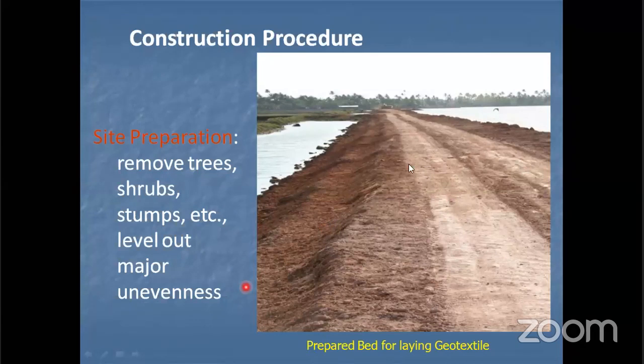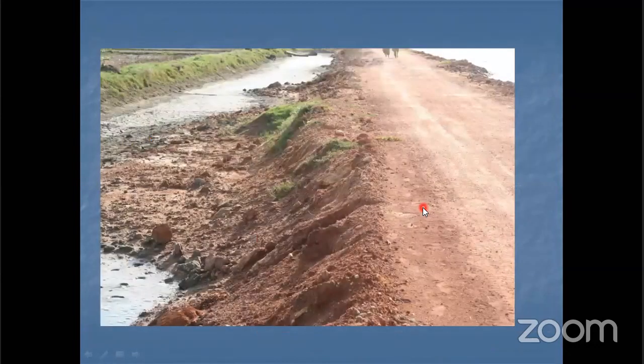This is an idea of the area before we are laying the geotextile. The site preparation is over with the trees, shrubs, stumps, etc. removed, and after that they have put some loads of rubble also over it, and the bed is prepared for laying the geotextile.